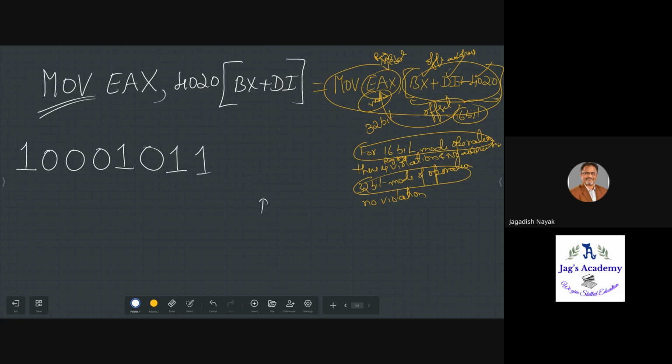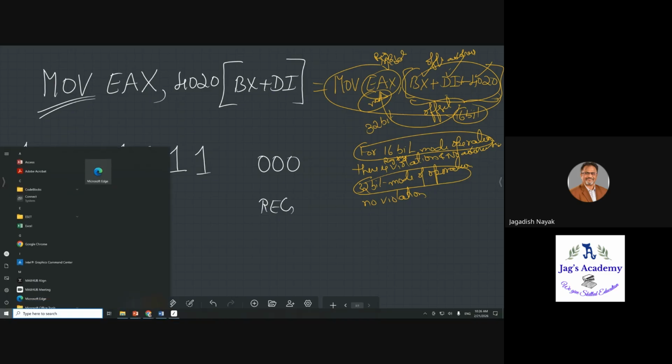What is your REG now? EAX. Refer to the table: 0, 0, 0. Now you have to refer to another table, where you have something like BX plus DI plus D16. Let us go to the table now.